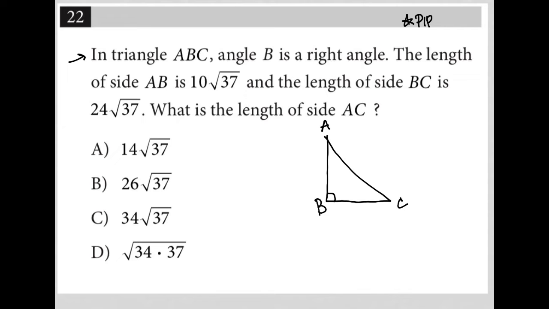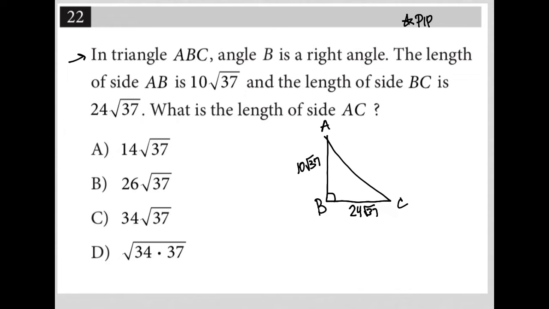So in triangle ABC, angle B is a right angle. The length of side AB is 10 root 37, so I'm going to label that as 10 square root 37. And the length of side BC is 24 square root 37, so I'm going to label that as 24 square root 37. What is the length of AC?